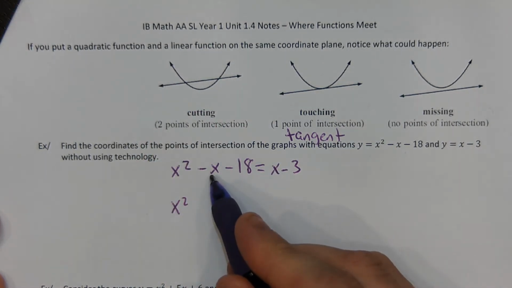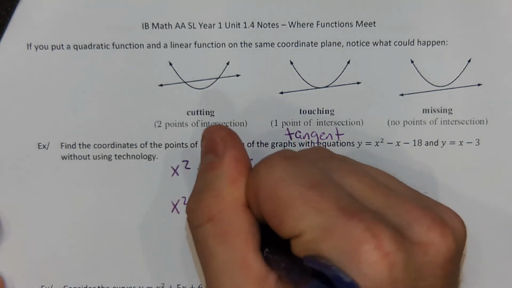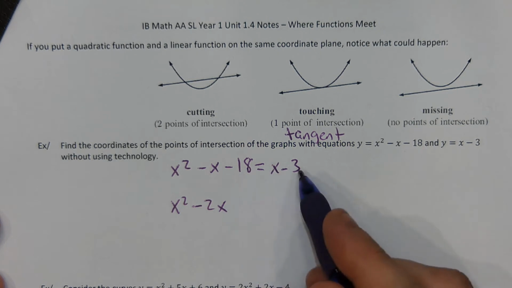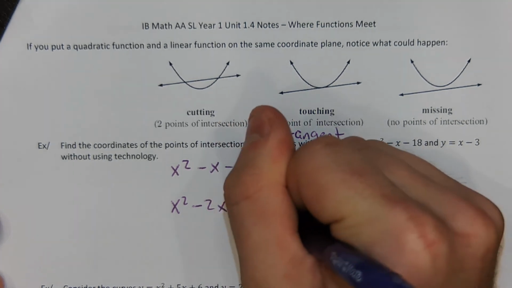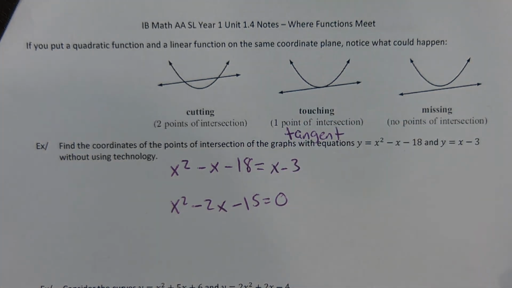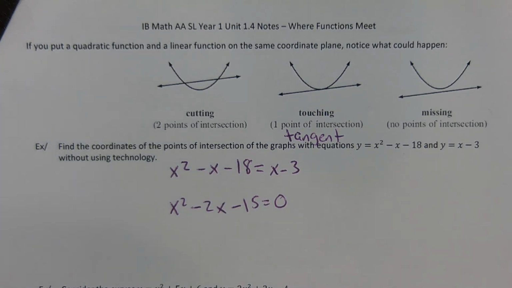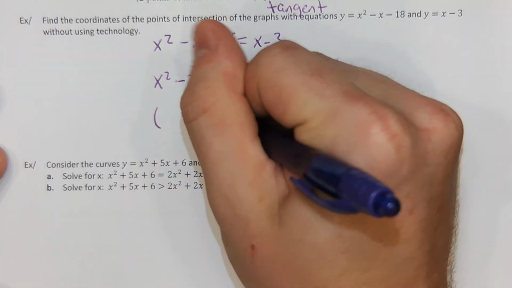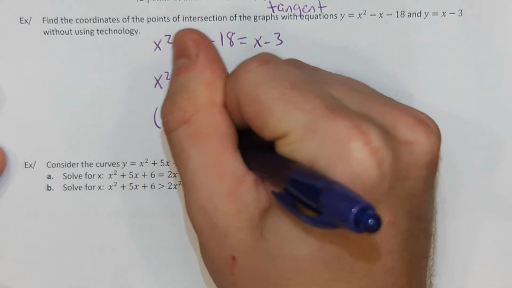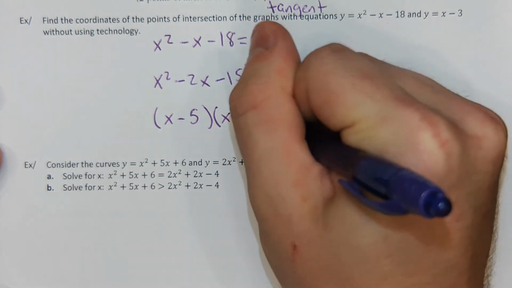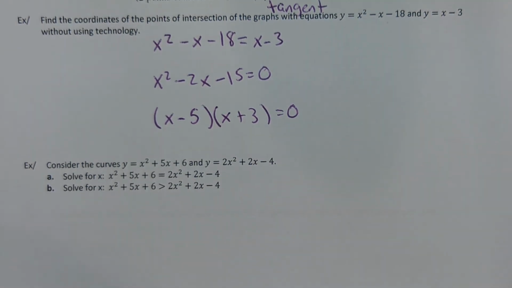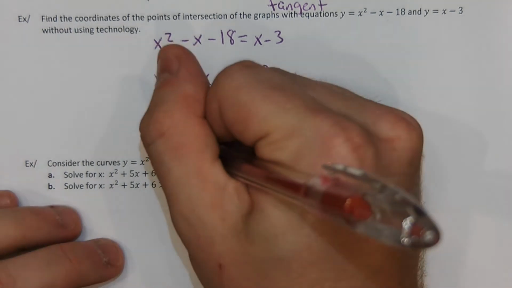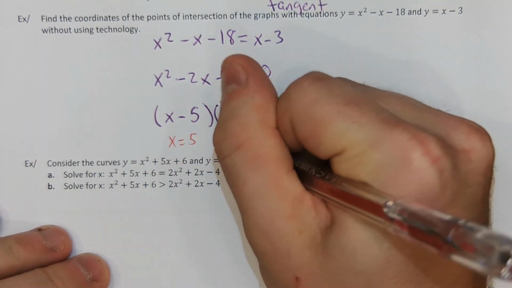Subtracting x to the left side gives me negative x minus x, or negative 2x. Negative 18 plus 3, because it would be adding it over, it's going to give me minus 15 equals 0. I was going to factor it. Are there two numbers that multiply to negative 15 that add to negative 2? Yes, because if there weren't, this would be a very bad example, right? Two numbers that multiply to negative 15 that add to negative 2 are negative 5 and positive 3. There it is. That gives us two solutions for x. That gives us x equals positive 5 and x equals negative 3.